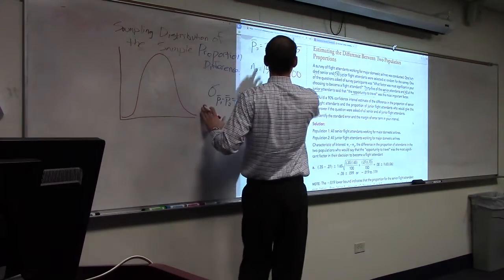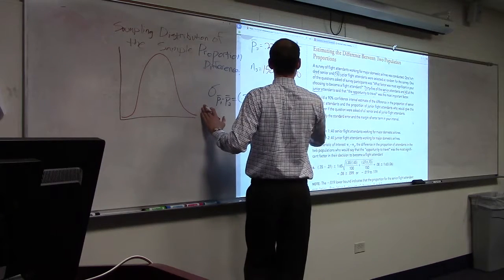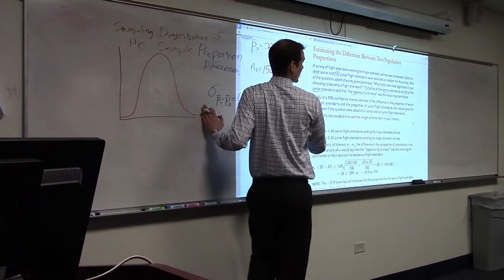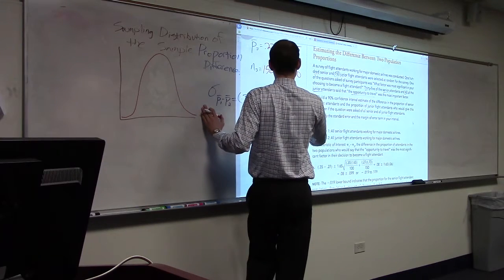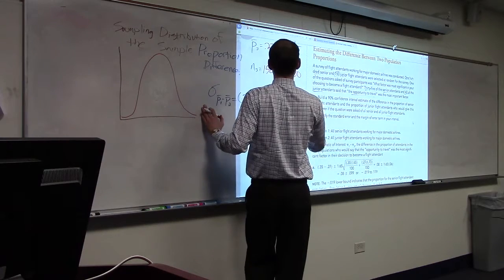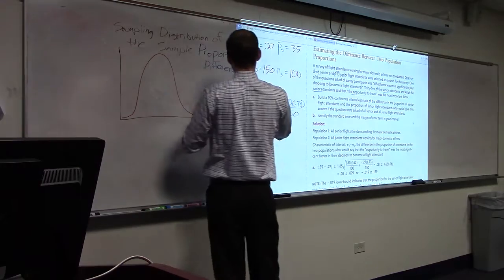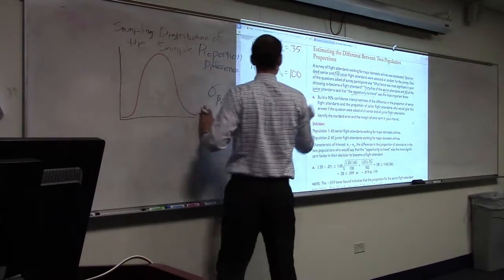plus, let's do the 0.27. 0.27 times 1 minus 0.27 is 0.73. Thank you. Divided by sample size, 150. So we're going to add those two together, and we're going to take the square root of all of that.